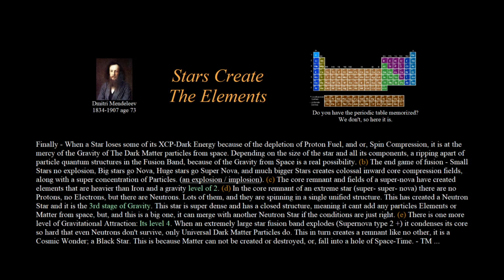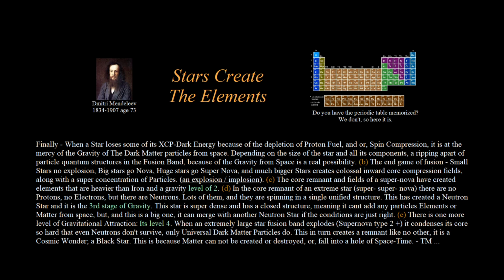B. The end game of fusion: small stars no explosion, big stars go nova, huge stars go supernova, and much bigger stars create colossal inward core compression fields, along with a super concentration of particles. An explosion, implosion. C. The core remnant and fields of a supernova have created elements that are heavier than iron and a gravity level of 2.